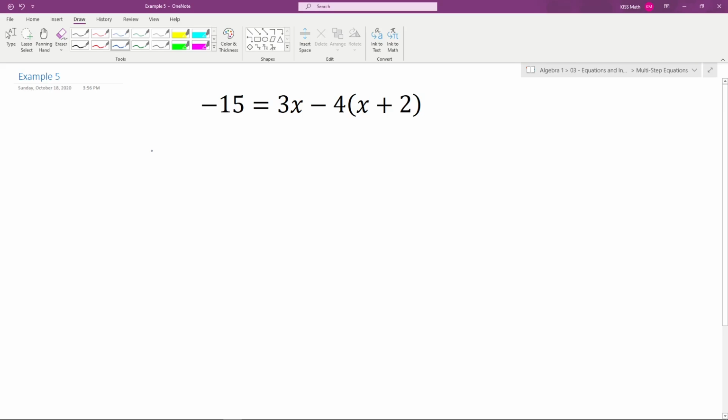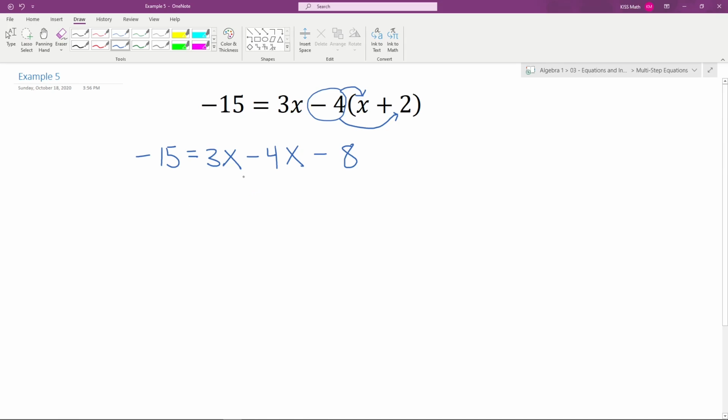Example 5. Negative 15 equals 3x minus 4 times parentheses x plus 2. So again, we have this parentheses here. Can't really simplify this, but I want to get rid of the parentheses. So what I can do is distribute this negative 4 to the parentheses and get rid of it. So let's do that. We'll have negative 15 equals 3x minus 4x minus 8, right? Because we distributed this negative 4. Okay, so we lost the parentheses.